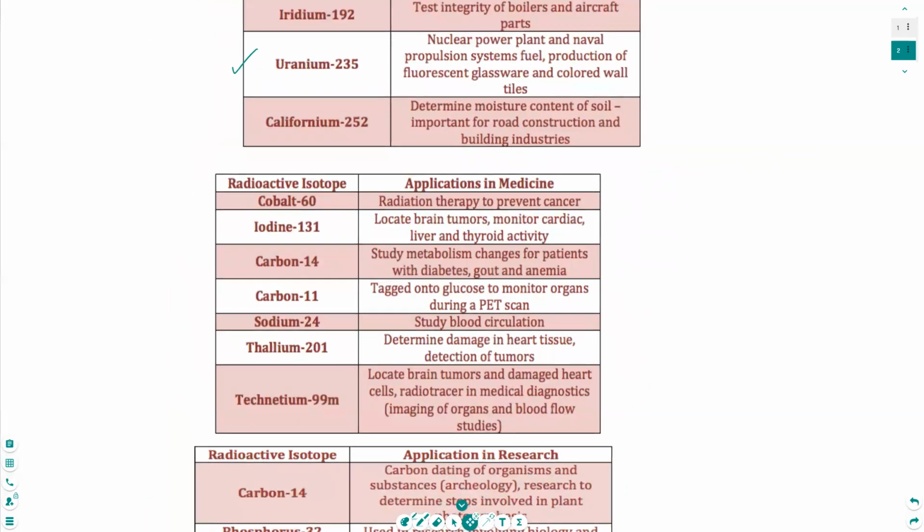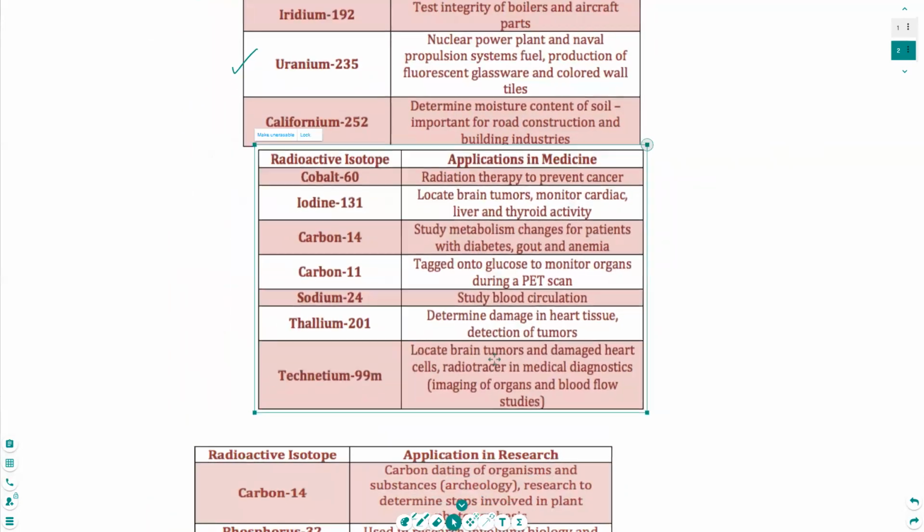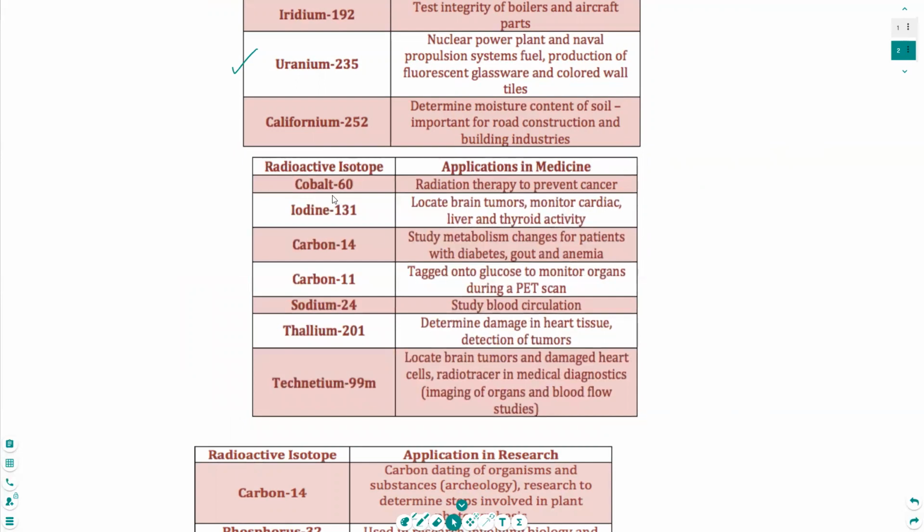We also have a lot of uses of radioisotopes in medicine. So in medicine, we can use cobalt-60 to treat persons who have cancer. That's used in radiation therapy. It's used to prevent or treat cancer. We can use carbon-14 to study the metabolism of patients with diabetes, etc. Iodine-131 to locate brain tumors, monitor cardiac activity, etc. So there are several isotopes that can be used for medical applications.